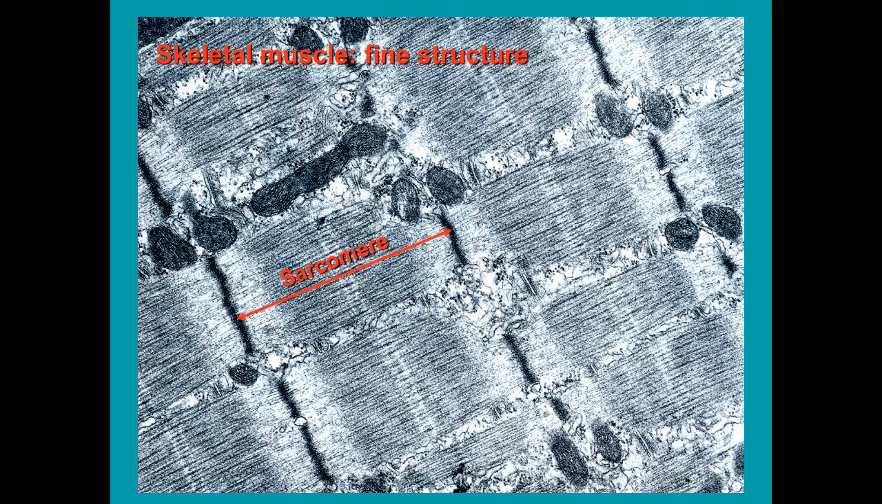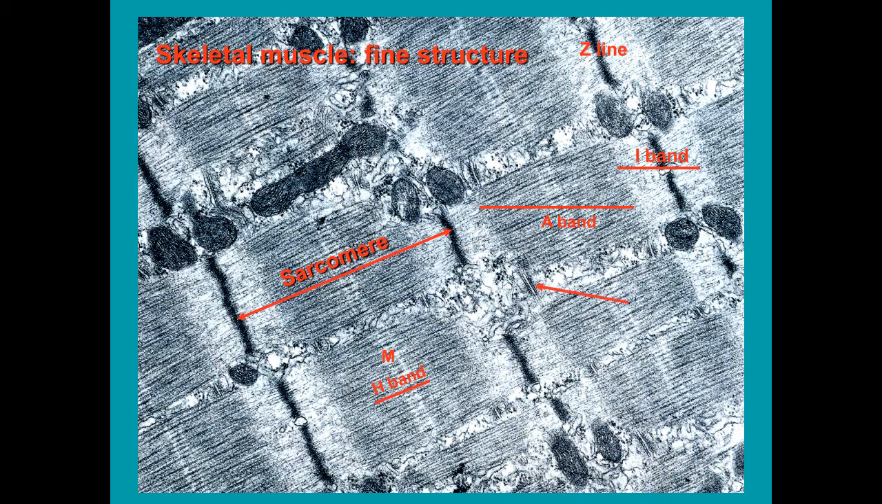So here we've got the sarcomere labeled going from Z line to Z line. Here we have the I band bisected by the Z line. Here we have an A band, and the A band is bisected by the M line. Now, you don't always see it on electron micrographs, but in the middle of the A band, you can sometimes get a sense of the H band.